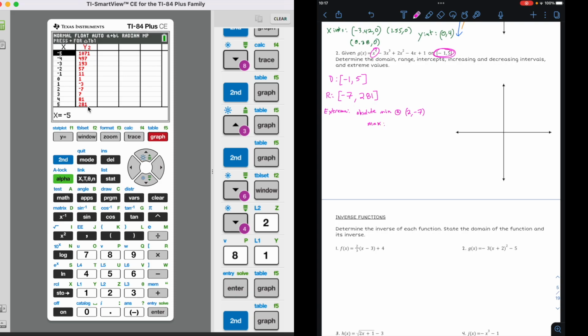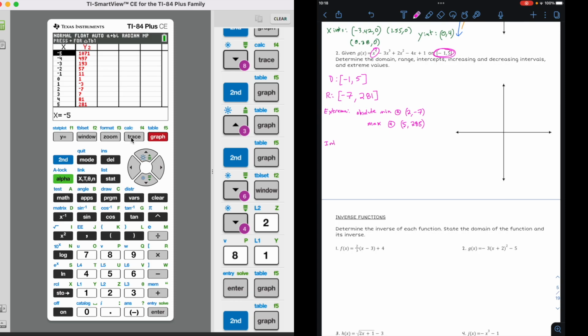And I'm just going to call it a max at 5, 281. I mean, again, technically that's not really an extrema, but because we've cut off our domain, it kind of is. That's our max value of this graph. So that's a little bit weird.